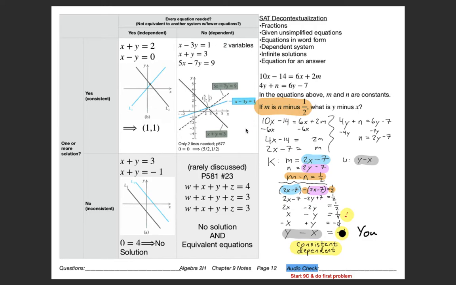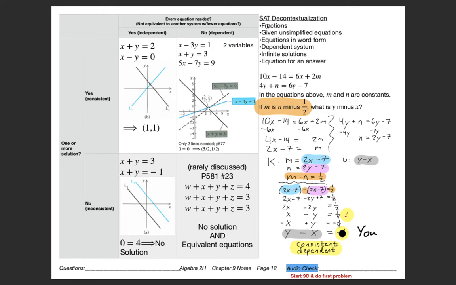Let me give you an example of how the SATs test you on something like this. This is a doozy. I wrote this particular problem based on what I saw in lots of other things.